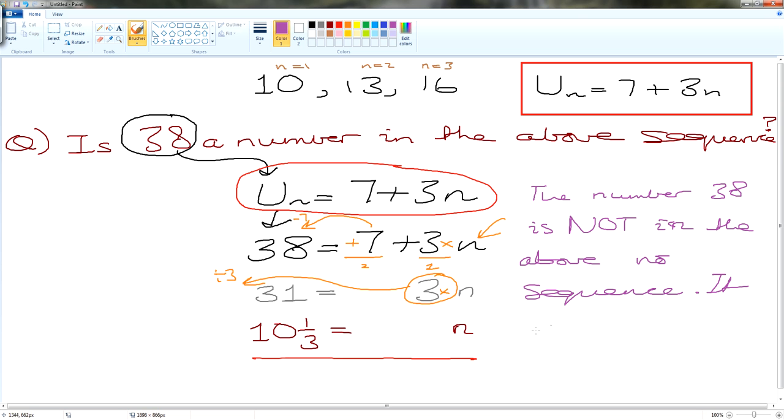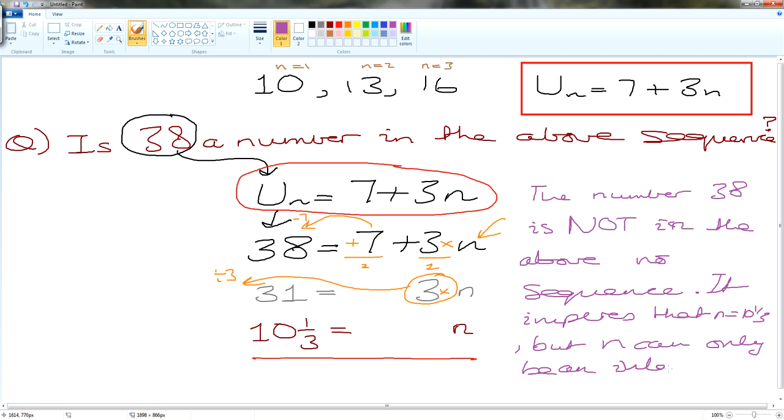So it implies that n equals 10 and 1/3. Okay, but n can only be an integer value. Integer value here meaning a whole value. Okay, are we happy with that? You need to copy that reasoning down. You copied all down in purple. If you haven't copied that now, come get rid of this page now.